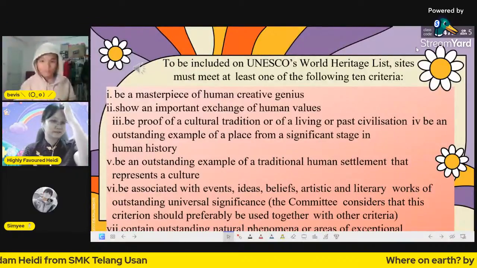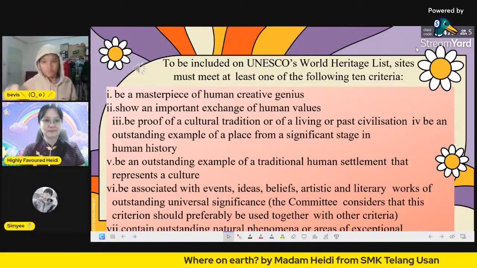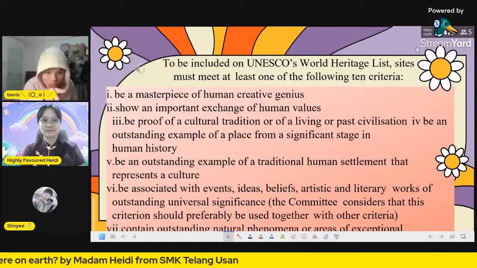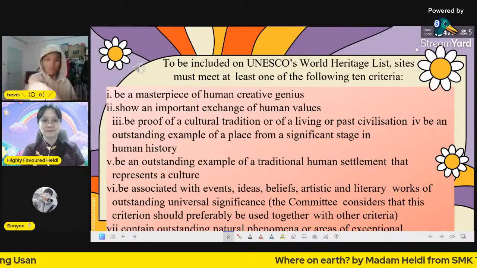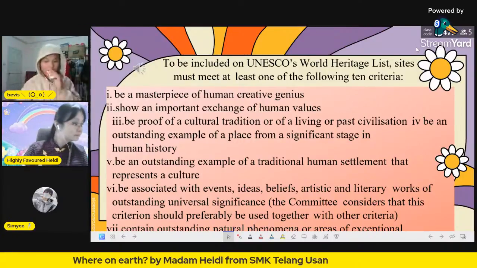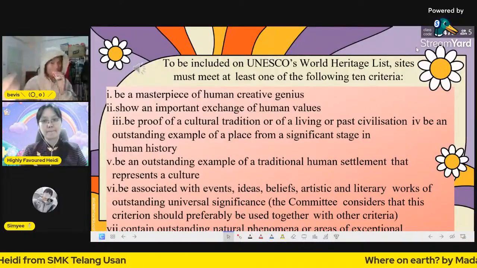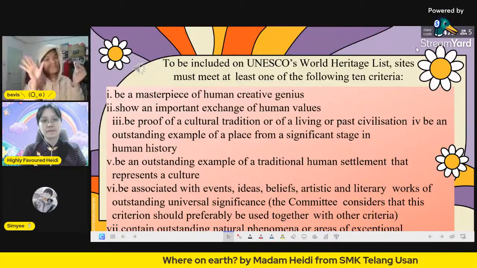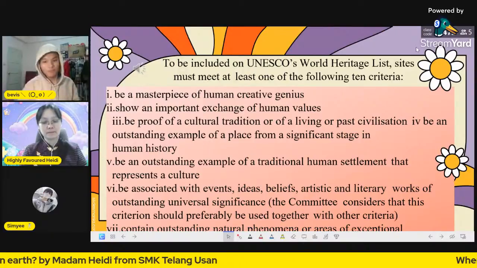To be included on UNESCO's World Heritage List, sites must meet at least one of the following 10 criteria. 1. Be a masterpiece of human creative genius. 2. Show an important exchange of human values. 3. Be proof of a cultural tradition or of a living or past civilization. 4. Be an outstanding example of a place from a significant stage in human history. 5. Be an outstanding example of a traditional human settlement that represents a culture.